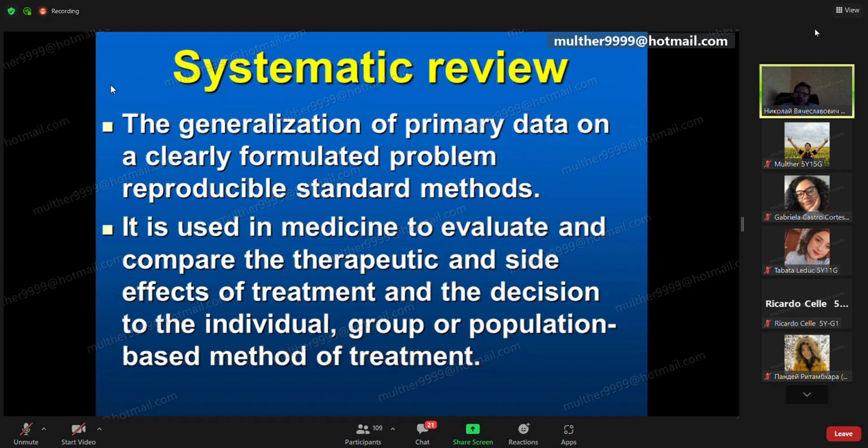For example, systematic review of antibiotic therapy, systematic review about arterial hypertension management in different countries, and others.